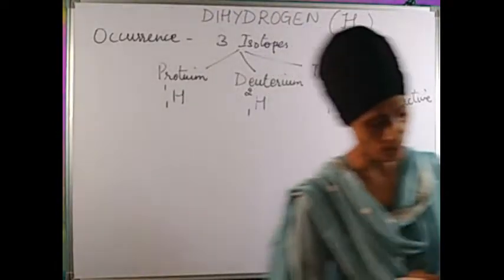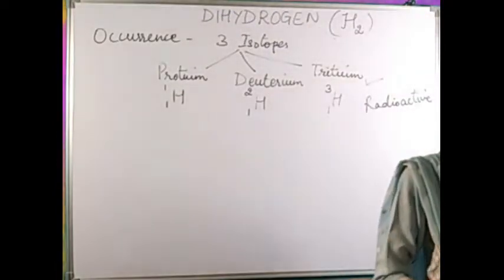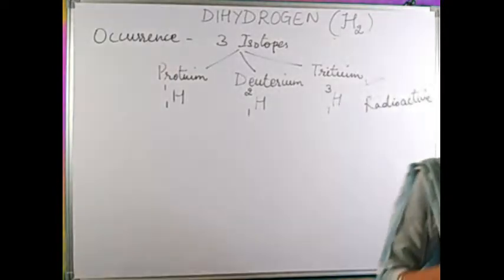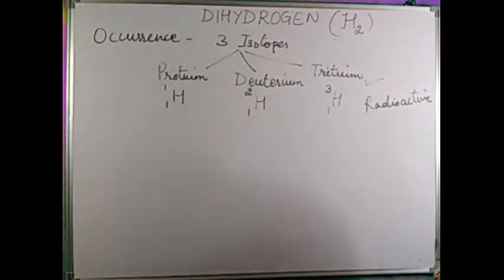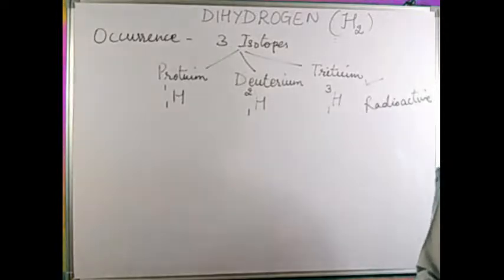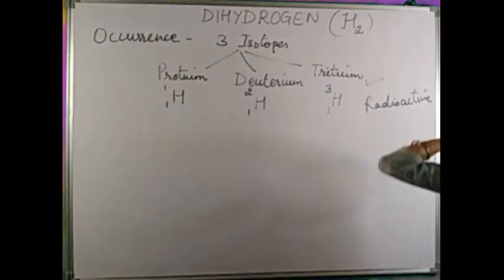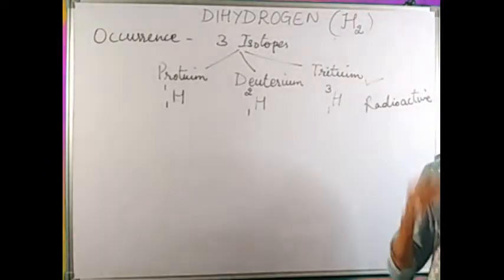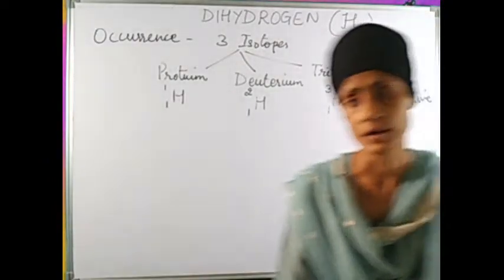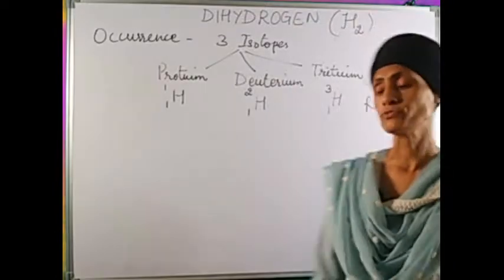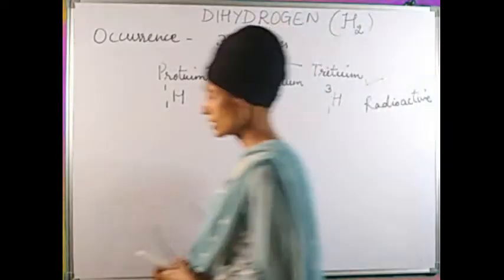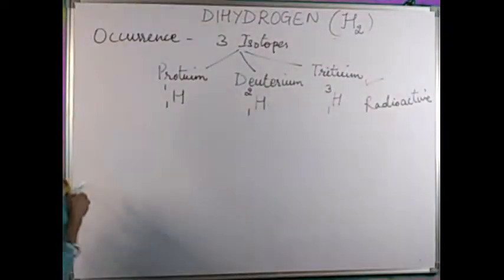So this was all about its occurrence. Now let us start with the preparation methods of dihydrogen. The first method, the most common method, is by the action of water on metals. Very reactive metals, we know that they react with water, giving dihydrogen.